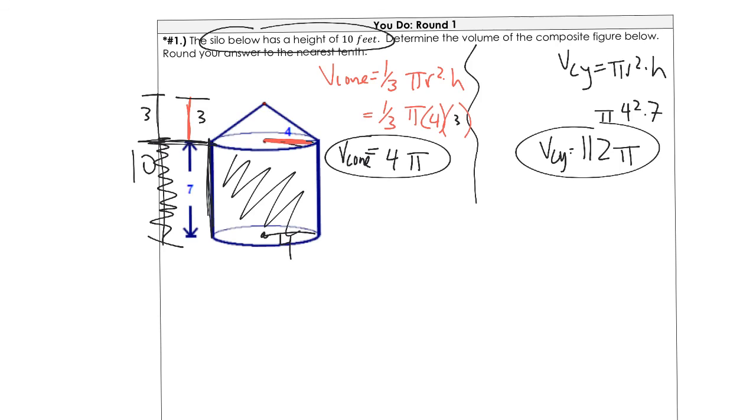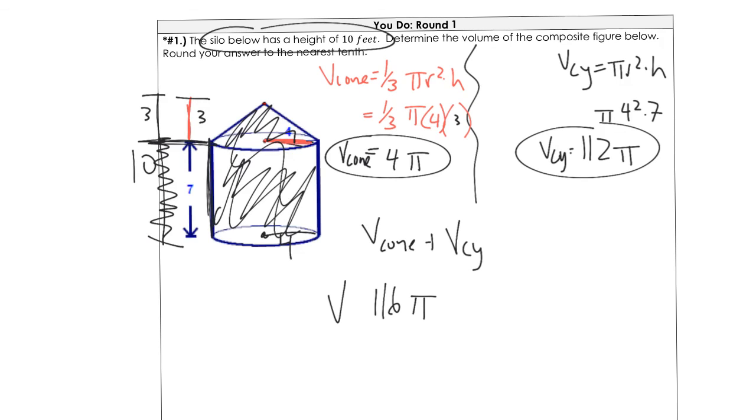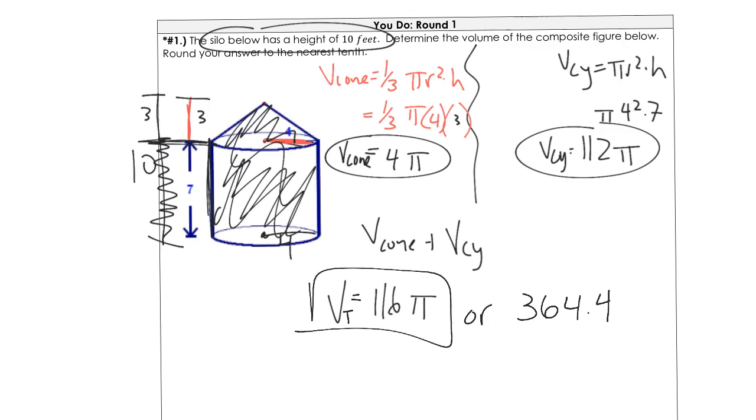So to determine the volume of the total or composite shape, I need to have my cone plus my cylinder, because I can fit material in this whole thing. So that is 116 pi. So volume total for the silo is 116 pi. Or if you want that as a decimal, 364.4 feet cubed.